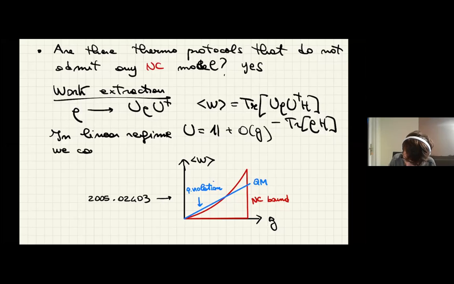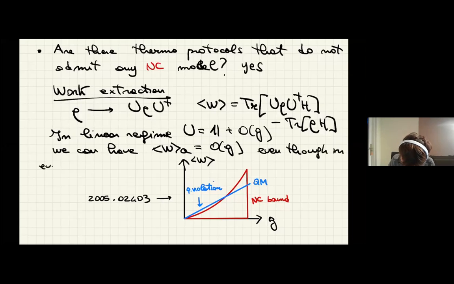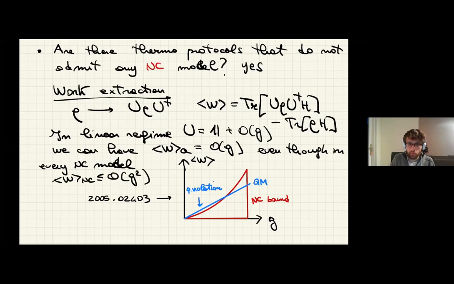We can have, quantum mechanically, that the amount of work is scaling with G. The amount of work we are getting out is scaling as G. So linear in your small parameter, your linear response parameter, even though in every non-contextual model, the same work is bounded by something that is quadratic with this coupling parameter.